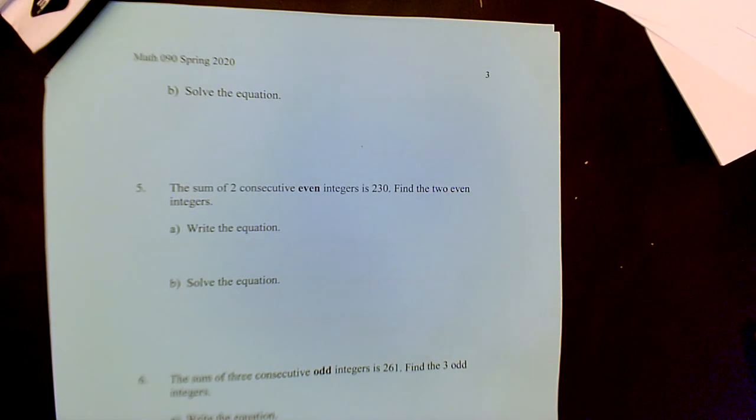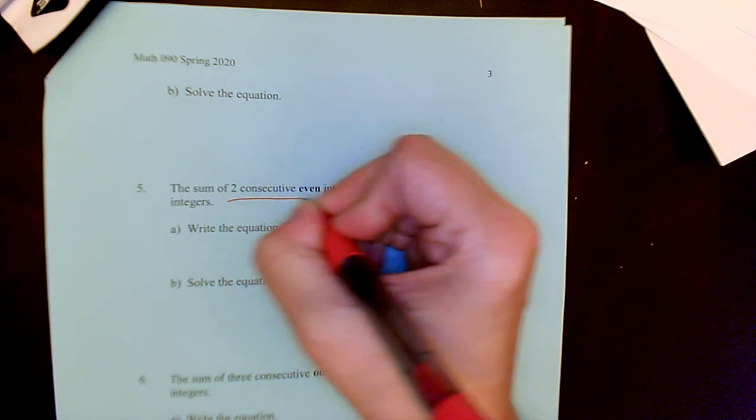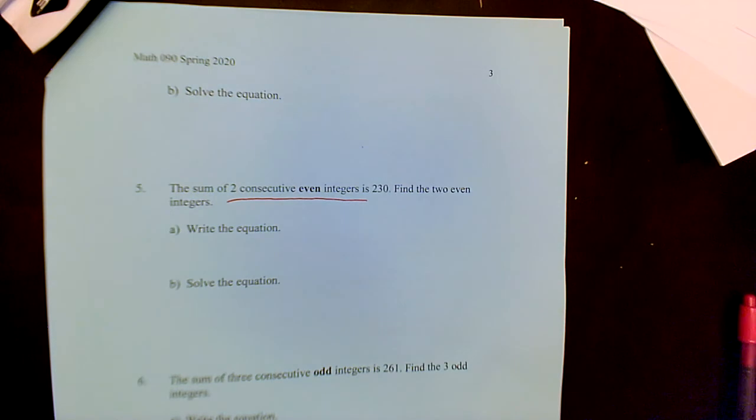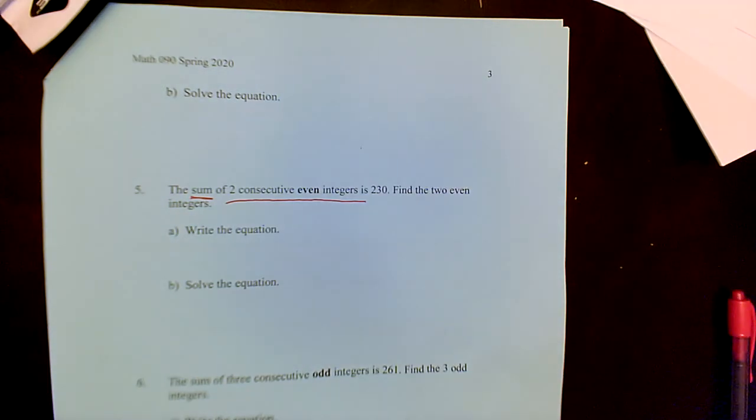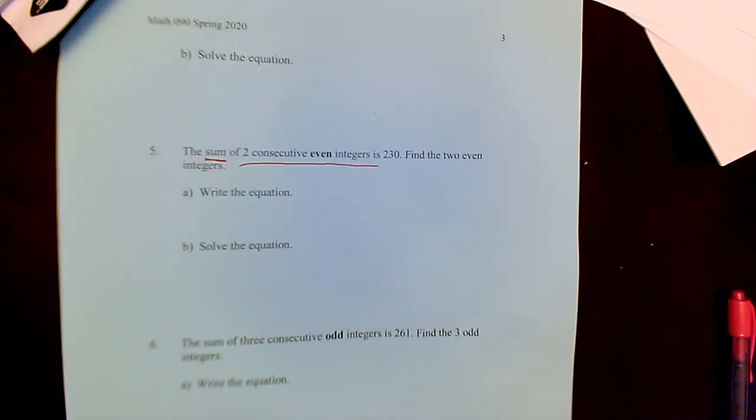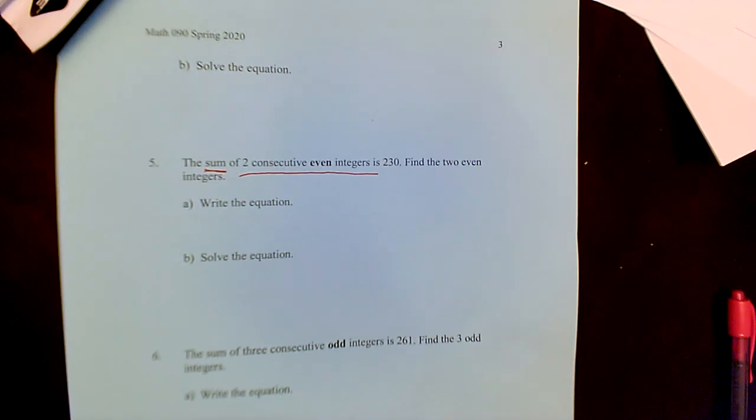The sum of two consecutive even integers, I'm going to underline that. Sum of two consecutive even integers is 230. Find the two even integers. Okay, we're going to write the equation, and again we're looking for the sum, so we know that we're going to be using addition to do this.